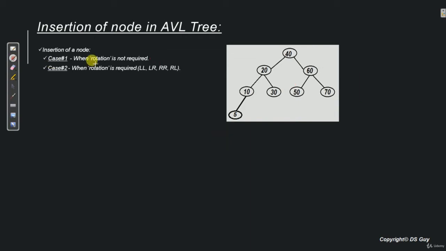So now let's come back to our case 1, that is when rotation is not required. What do we do? In that case, it is a very simple binary search tree operation that we do here in AVL tree as well. So let's say we want to insert 15 in this tree, we insert it over here. Now you see that this node is still balanced, this is still balanced, this is still balanced. So we are good. No rotation is required.